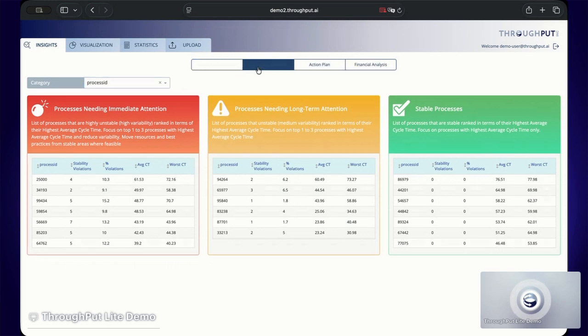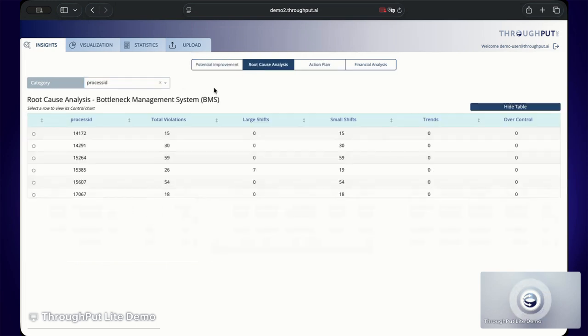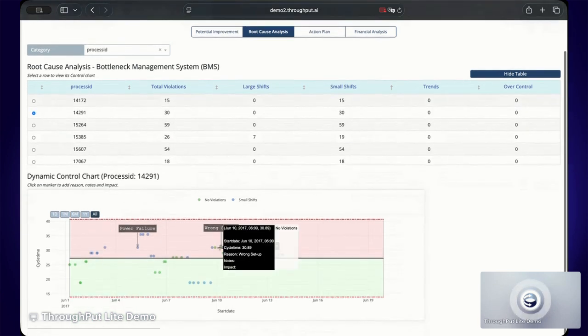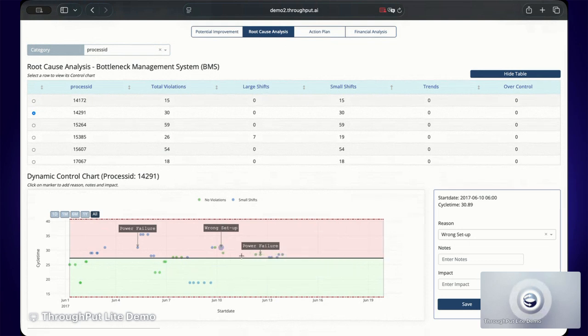Finally, you should go into your root cause analysis, where you will see from a statistical process control which processes are the most unstable. You could sort by the ones with the largest amount of large shifts or small shifts. Once you click into a specific process ID, you'll see the number of violations and how many points are out of control. And you could see the reasons for that as well. You could see it's because of a wrong setup, it's because of a power failure. The more information you put in here, the better the analysis will be.